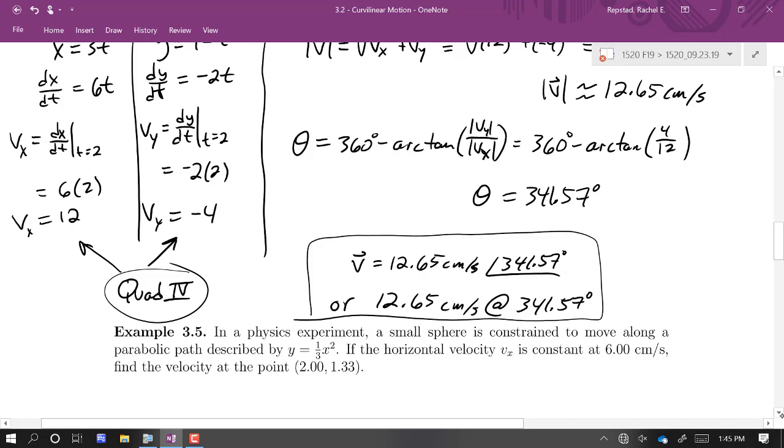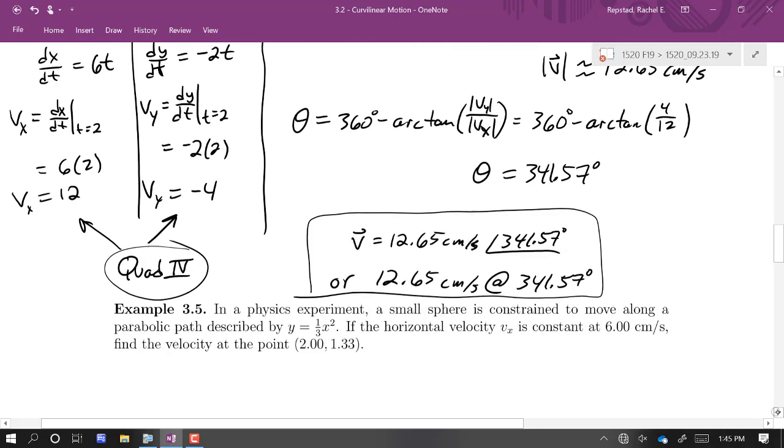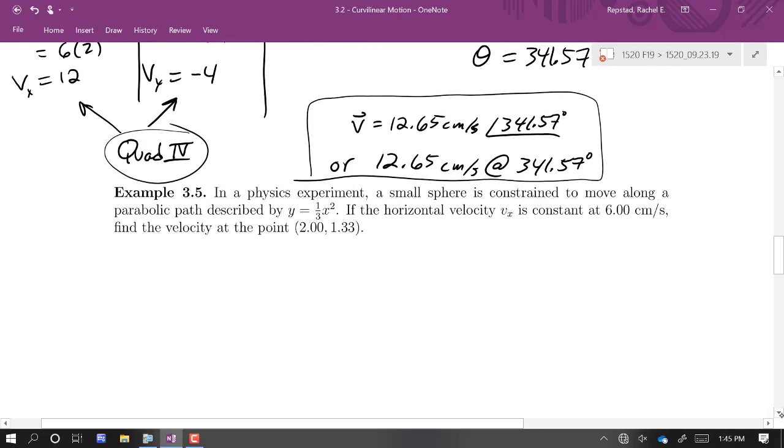In this next example, they don't give us a set of parametric equations. In fact, they give us the rectangular equation. They say that a small sphere is constrained to move along a parabolic path, like maybe there's a physical track, right? And that's the equation that describes it. And then they tell us that the horizontal velocity is constant at 6 centimeters per second.